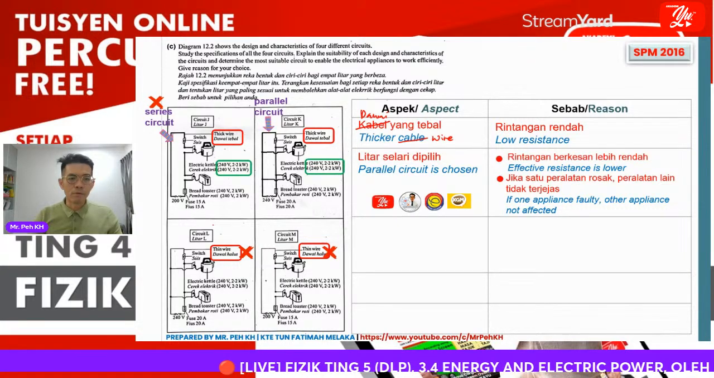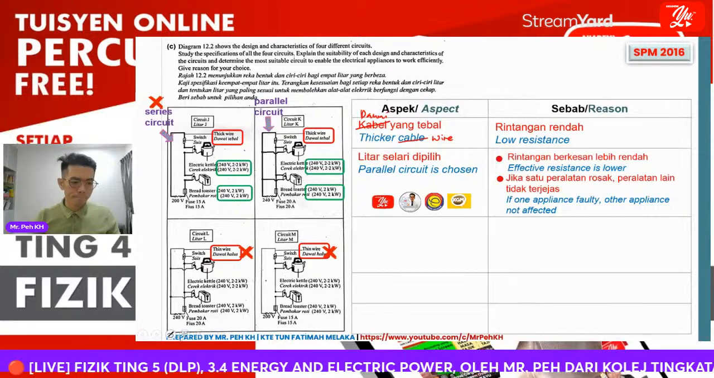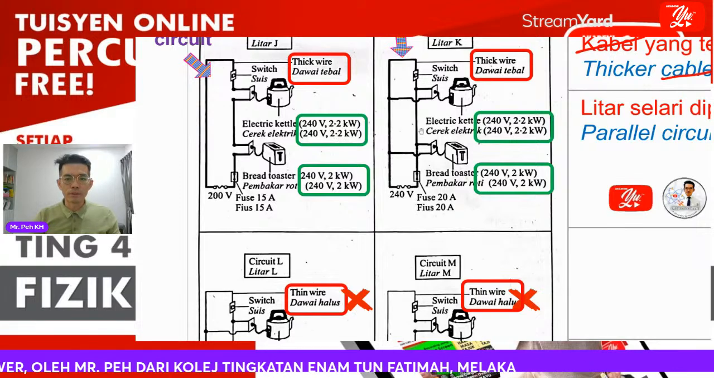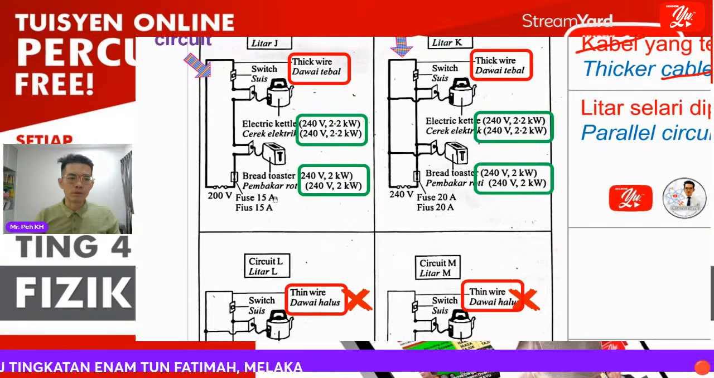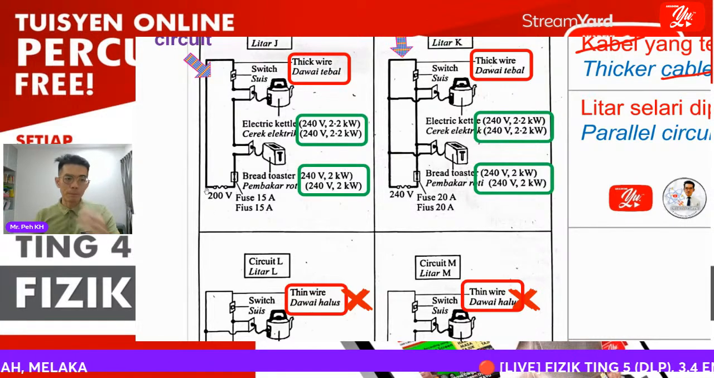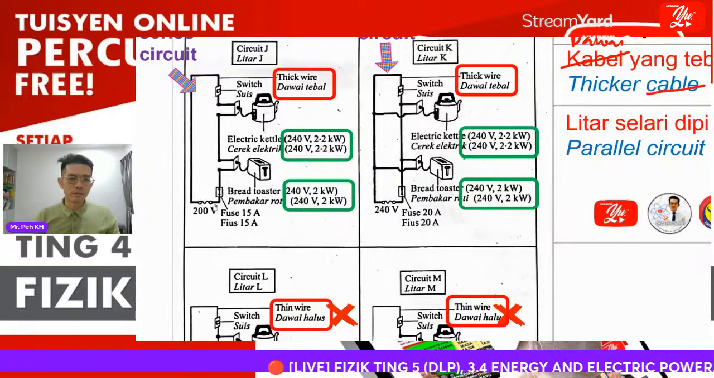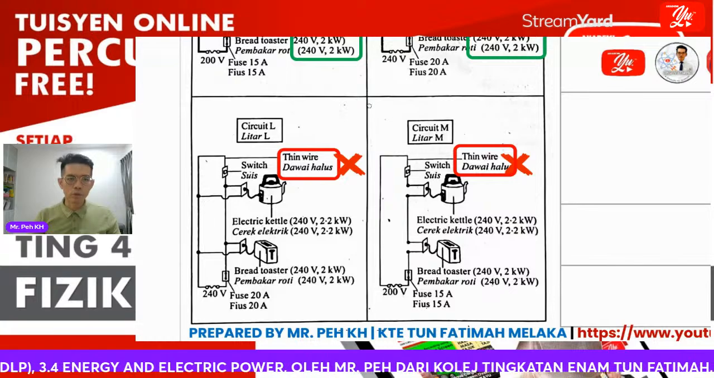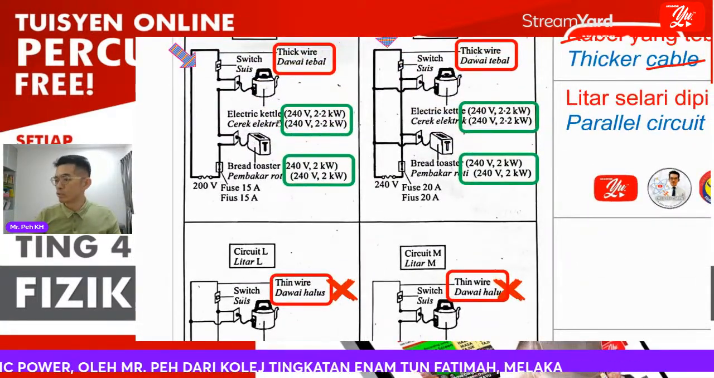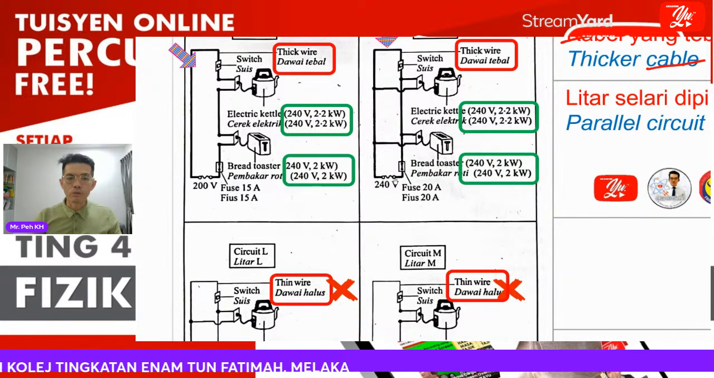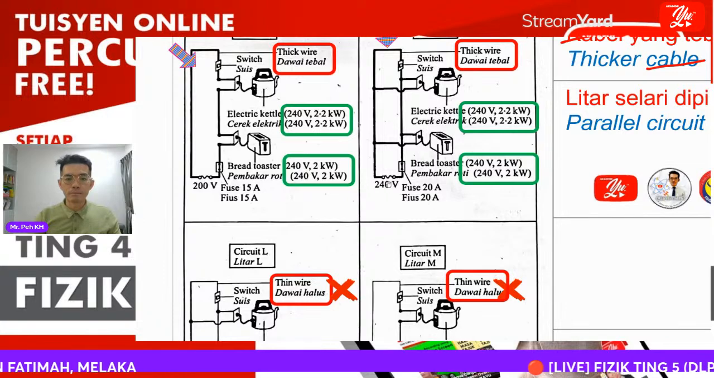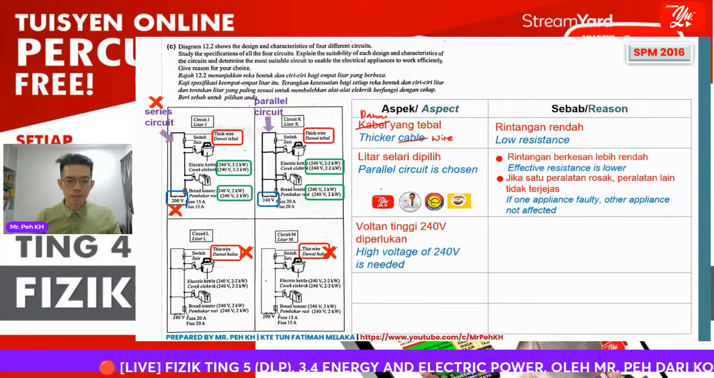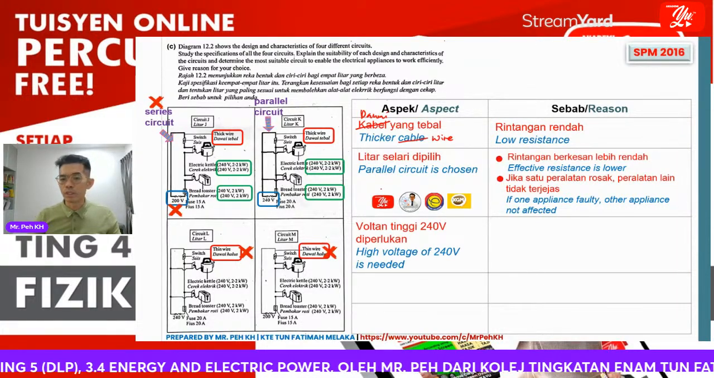You can just look at the power rating for both appliances here. You can see 240 volt, 2.2 kilowatt. The toaster will be 240 volt. For the main supply, circuit J is 200, K will be 240. The other 2 figures will be 240 and 200. So from the power rating, it is very clear that we need to choose 240 volt for the power supply here. So the 200 is out already. High voltage of 240 volt is needed. Here you need to give the value.